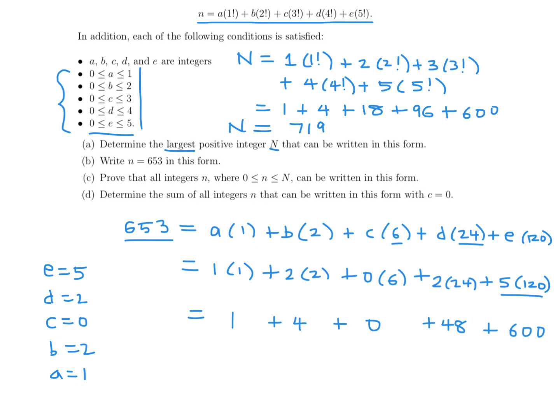Okay, now we're getting into the harder stuff. Prove that all integers between 0 and large N inclusive can be written in this form. All right. Well, we're going to need a lot of space for this. So first of all, we are given a certain parameter, right? They want it to be between the large N, which I believe was 719, and 0. Okay, so that's my parameter.